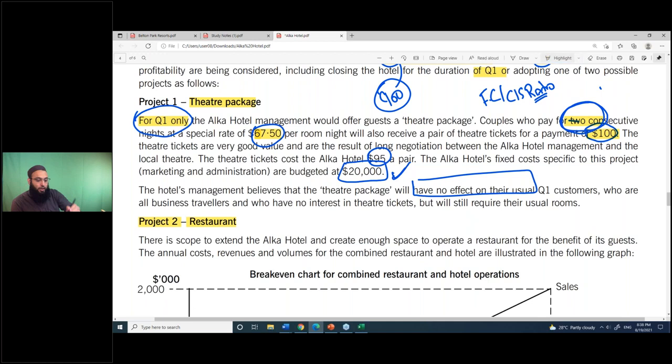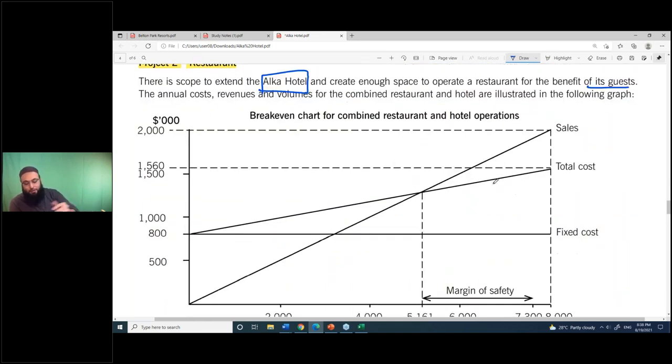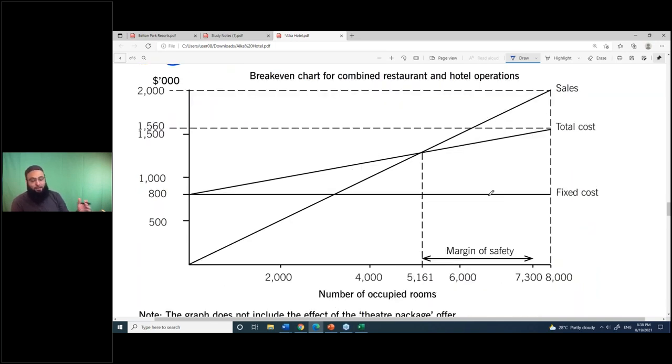Okay, so there is a scope to extend the Elka hotel and create enough space to operate a restaurant for the benefit of its guests. So now they are planning to open up a restaurant here as well. See, this is the annual one. Cost, revenue, volumes for the combined restaurant and hotel are illustrated in the following graph, as an example they have given you.